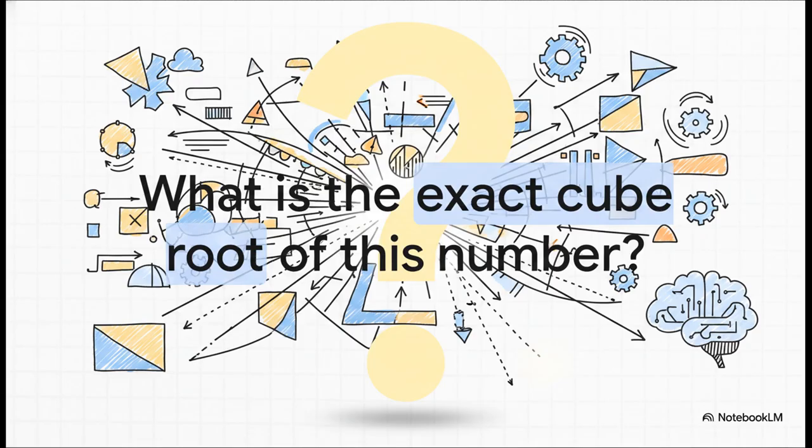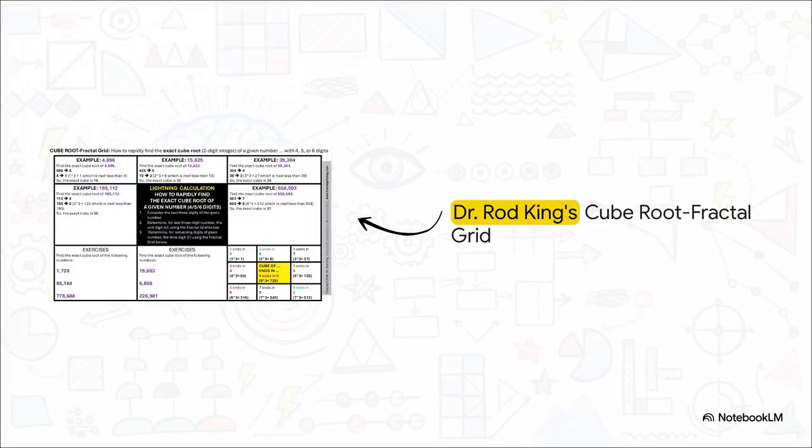I mean, most of us would just freeze up, assuming this is a task meant only for supercomputers or mathematical savants. But what if I told you that the secret to solving this isn't really calculation at all? It's actually just recognizing a hidden pattern. With this exact visual tool, which was copyrighted in 2026 by Dr. Rod King, it's incredibly simple.